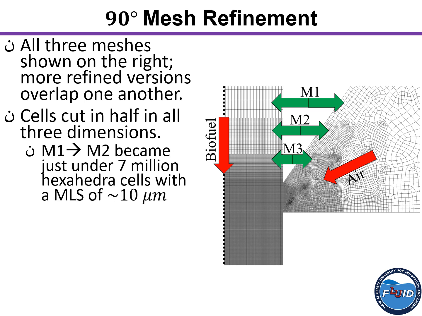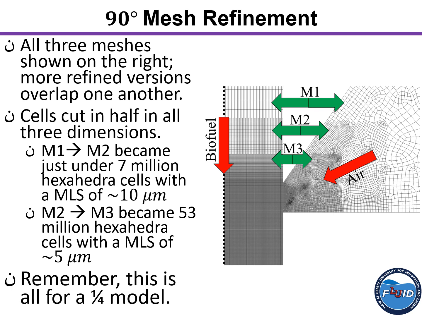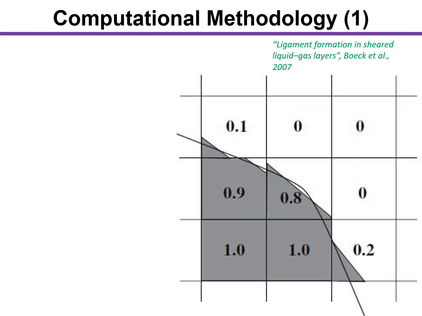But so from M1 to M2, we go from about 1 million to 7 million cells because we're not refining the entire model, we're just refining where we care about. And so the mesh length scale across the orifice, or the bulk mesh length scale in the atomization region from the orifice down, is about 10 microns. And likewise, we did mesh 2 to mesh 3. Now we have about 53 million hex cells with about 5 micron mesh length scale across the orifice in the downstream region. Now remember, this is all for a 1/4 model, so everything here would be multiplied by 4. So we want to move this to a 360-degree domain.